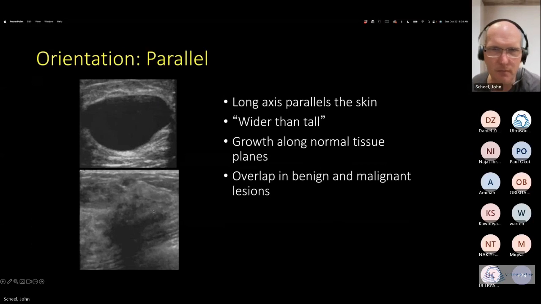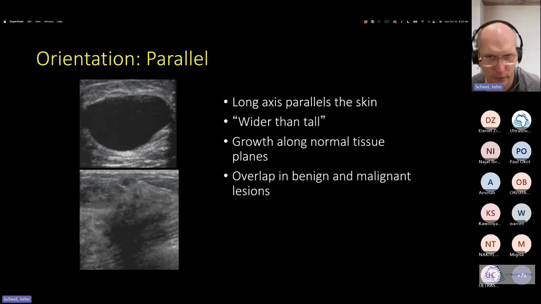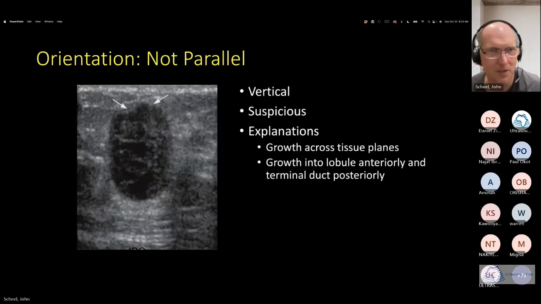Orientation. Long axis parallel to the skin, wider than tall, is another term that gets used a lot. This denotes that it's growing along normal tissue planes. However, most cancers are parallel, so using a parallel descriptor is less useful. Whereas not parallel, it's vertical. It is a suspicious characteristic, and it denotes that there might be a growth across tissue planes.